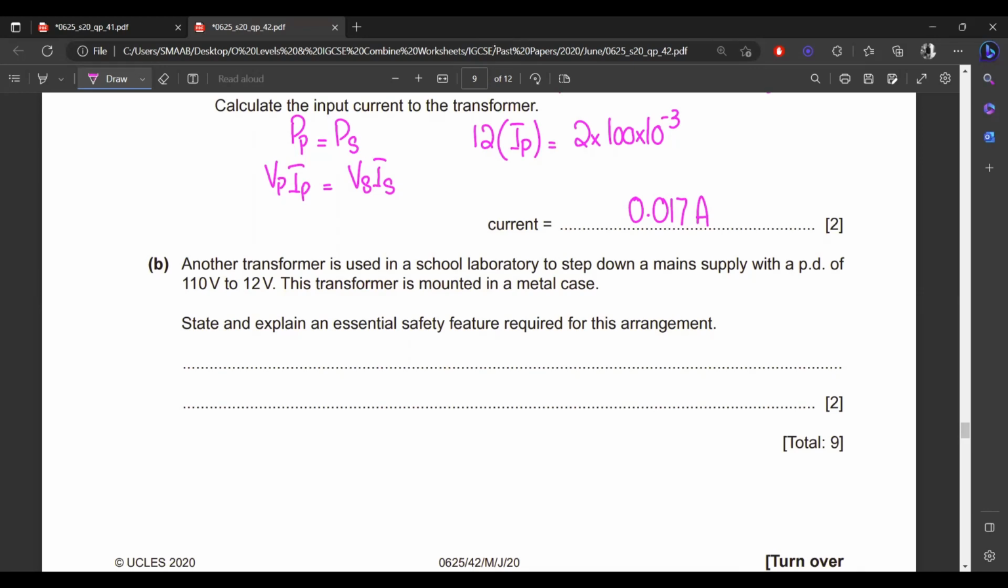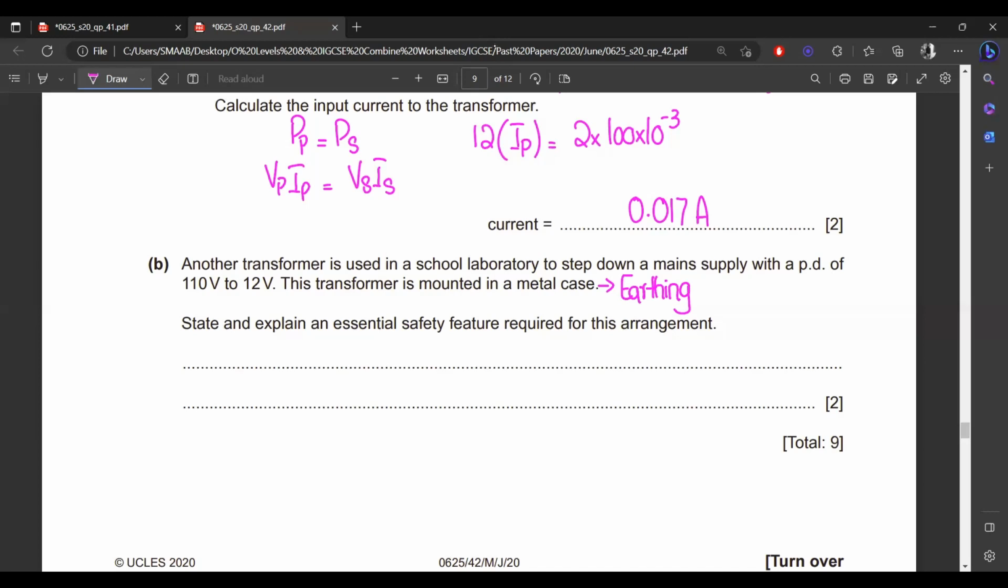Earthing? Can you repeat again? Earthing? The metal case can be earthed? Yes, very good. So we need to earth this metal case. The first safety precaution we already studied in the chapter of practical electricity. So this is the most important concept, because we are going to generate induced EMF. So this metal case needs to be earthed.